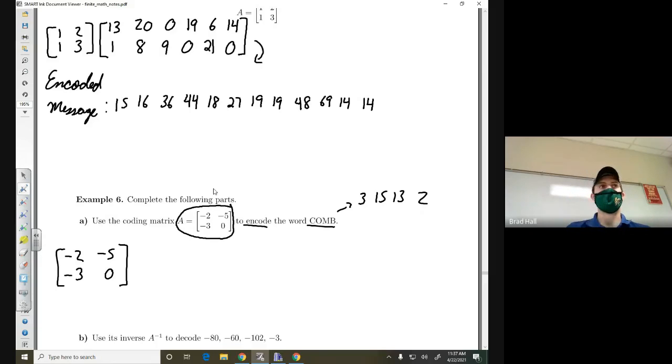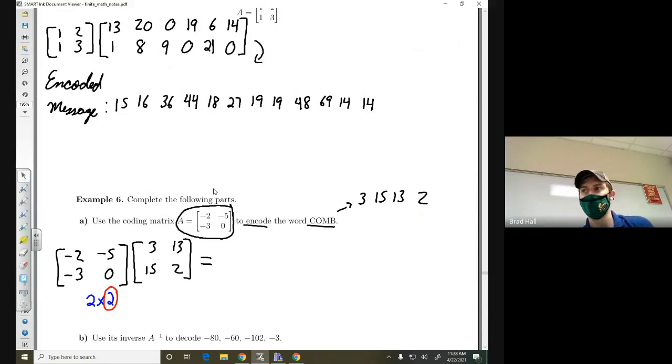And we multiply that by the message we want to encode. But again, the message is too long for the matrix. So we have to split it up into groups of 2 again. This is a 2 by 2 on the left. And the 2 that represents the number of columns in the left matrix tells us how we have to group the rows of the right matrix. So this would be 3, 15, 13, and 2. Notice that's the letters of comb simply rewritten as numbers.